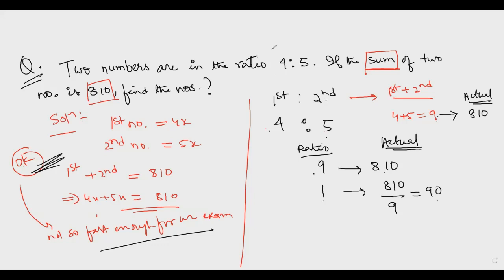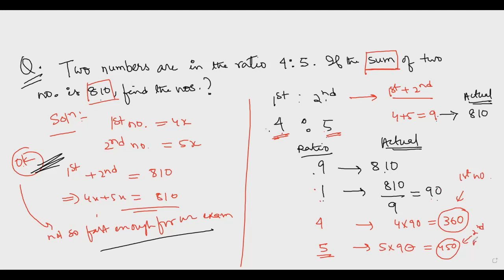But we have to find the value of the first and the second number. The first number is 4. 1 is equivalent to 90, so 4 will be equivalent to 4 into 90, that is 360, and this is your first number. And to find the second number, 5: 1 is equivalent to 90, so 5 will be equivalent to 5 into 90. So it will be 450, and this is the second number. And this is how we have to find it.